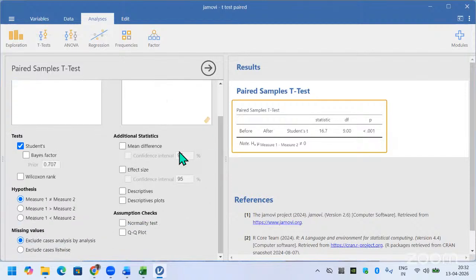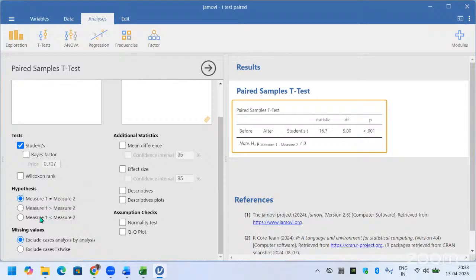Usually we mention measure 1 equal to measure 2 as the hypothesis. In terms of hypothesis, you can define the null hypothesis first. My null hypothesis says there is no significant impact of this camera surveillance. Whether surveillance is there or not, it is not impacting anything. But the alternate hypothesis says there is an impact, that it is not equal.